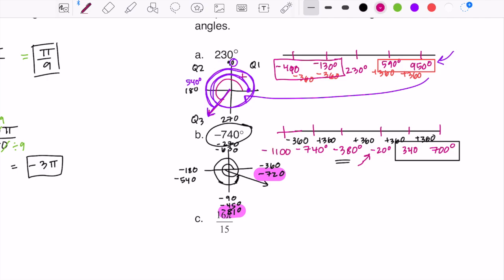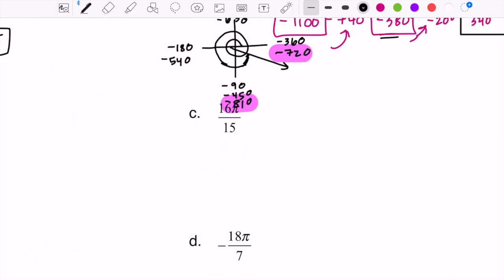Negative 1100 and 380 are both closer to 740 than negative 20. So you have to pay attention to the wording. All right. Okay, next one says to go ahead and graph in radians 16 pi over 15. So I think this might be tough for some of you.